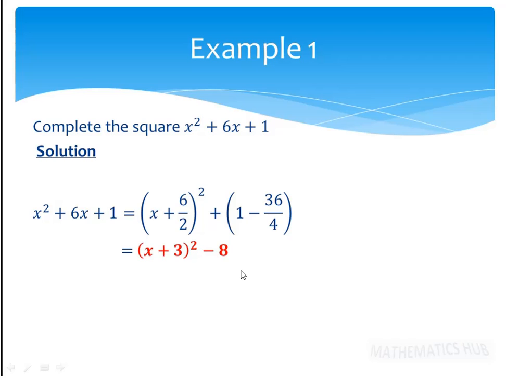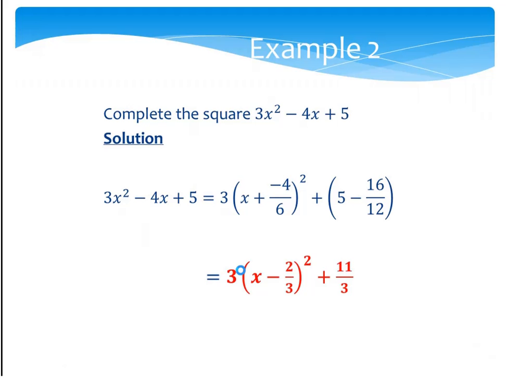Let's look at another example. We now want to complete the square for 3x squared minus 4x plus 5. In this case, a is 3, b is minus 4, and c is 5. So we plug this into the formula, and then we have 3 times (x minus 2 over 3) squared plus 11 over 3 as our answer. So it's just a matter of substitution.